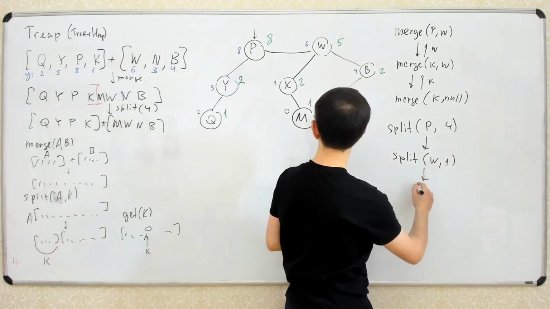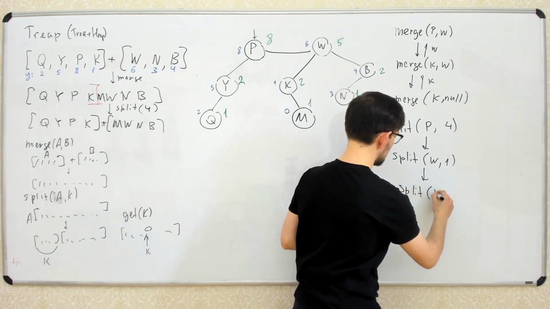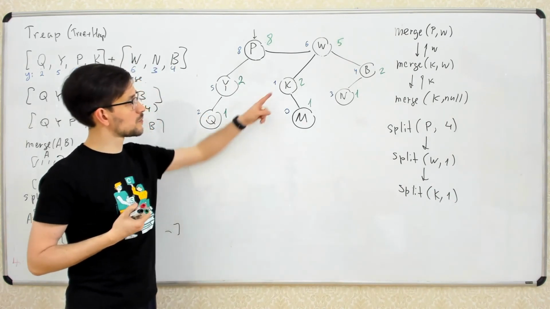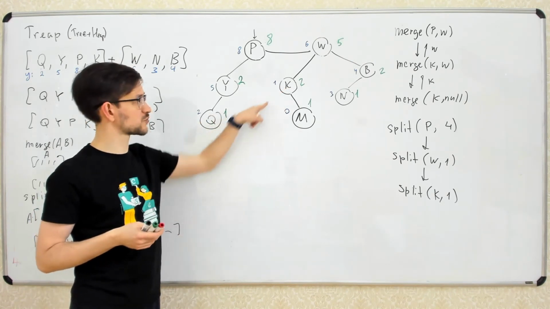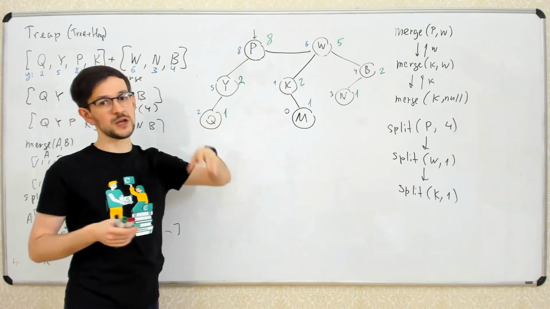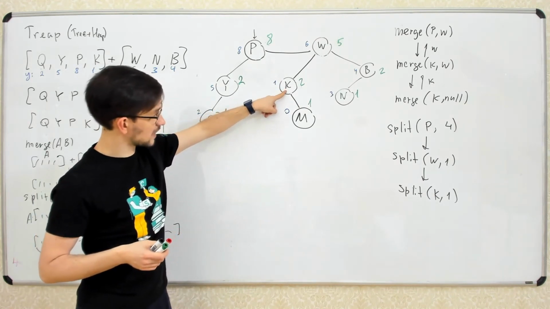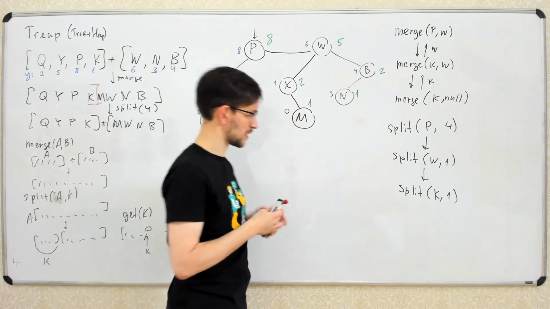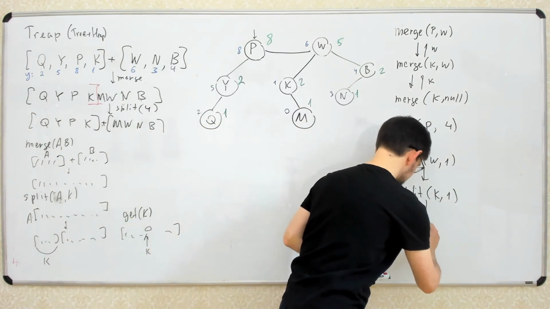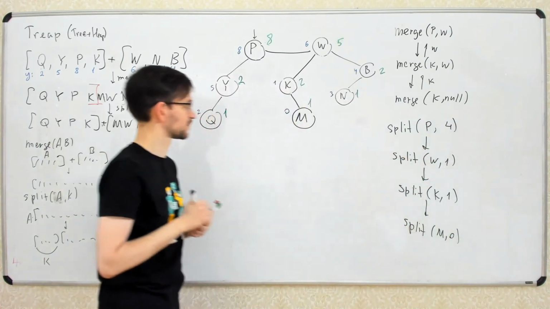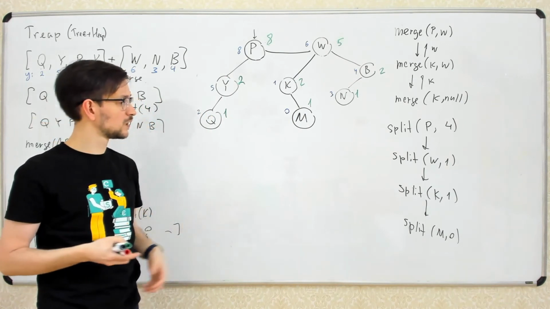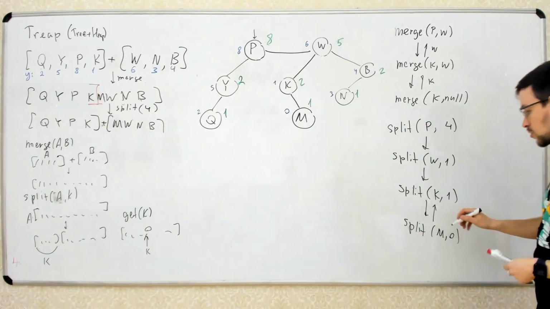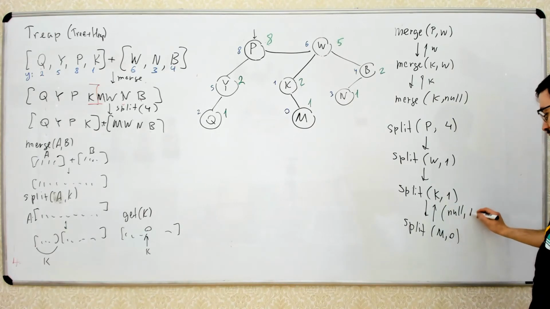So from here I go to K and try to cut 1 element from this left subtree. Now again, I look at the position of K. K has index 1 because the left subtree is empty. So when I need to cut 1 element, I just take this K and cut 0 elements from M. You can just return this left subtree, but for simplicity I will call it like this. Now it's simple. From here you return 2 trees. The first tree is empty. The second tree contains M.